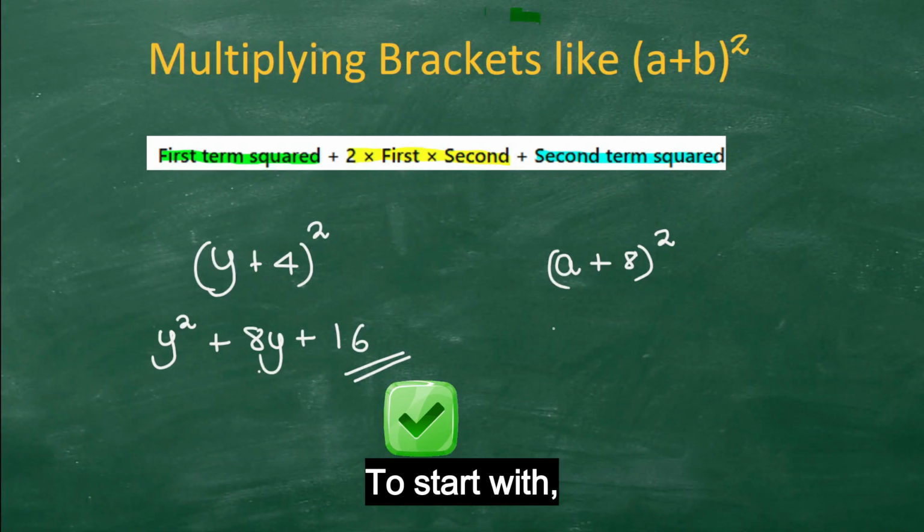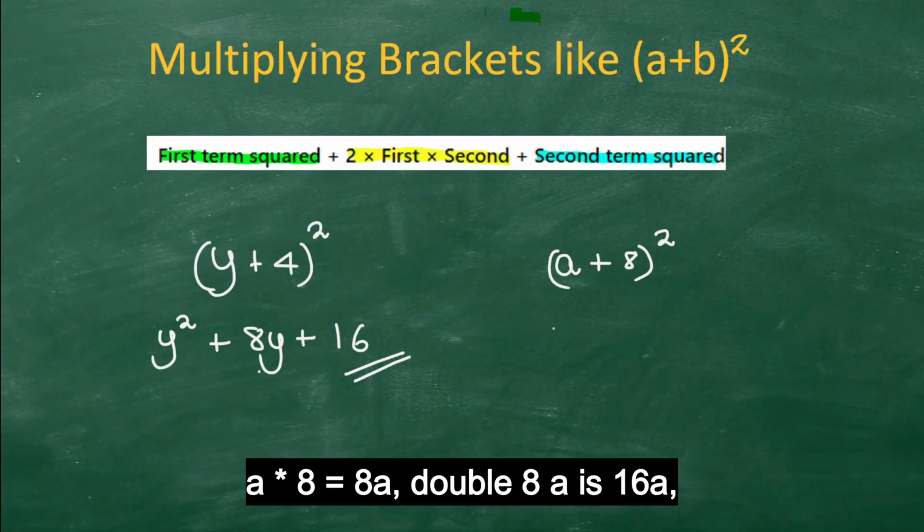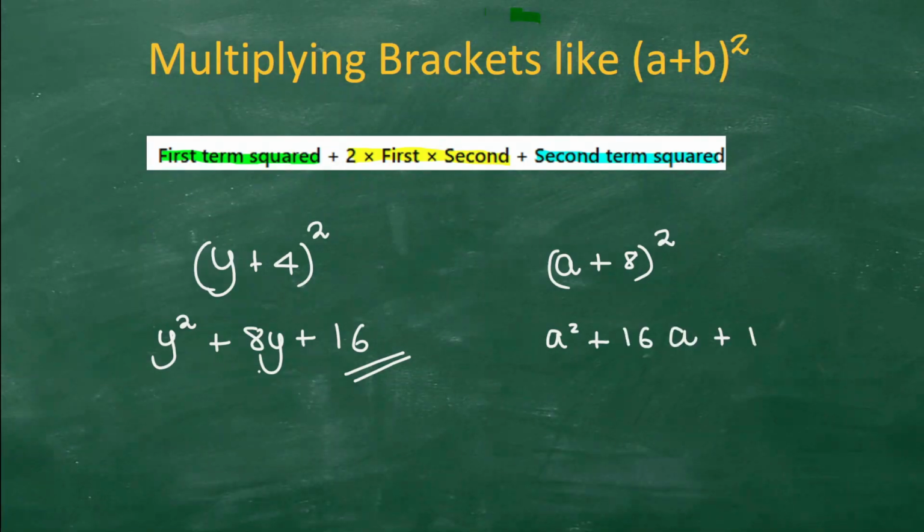A squared to start with. A times 8, 8a, double 8a is 16a. Plus 8 squared is 64. Done.